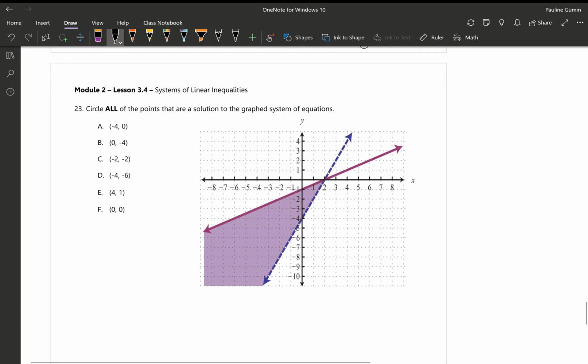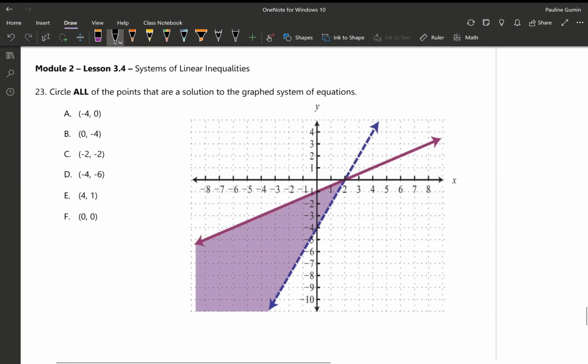Our last problem states, circle all of the points that are a solution to the graphed system of equations. The way we do this is we graph each point. Let's get started. Letter A is at -4, 0. This is not a part of the solution because it's not on the solid line or in the shaded area.